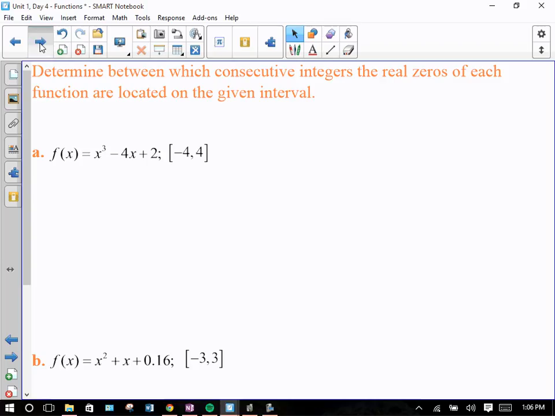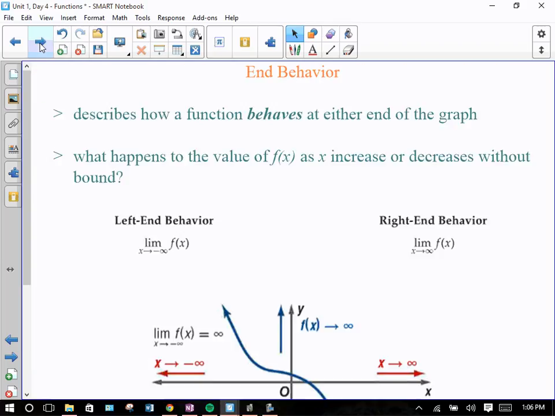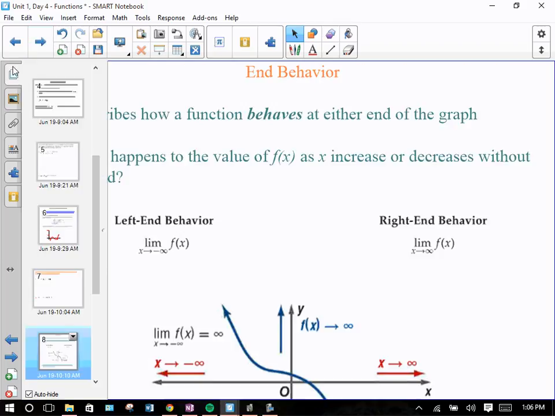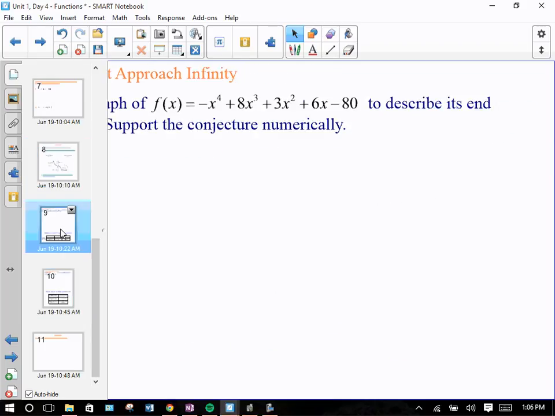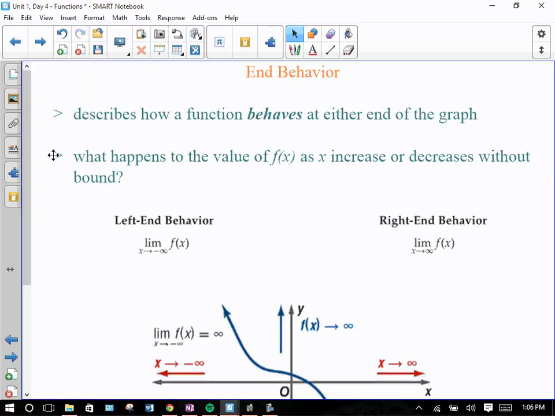Now, that being said, what we're going to look at today, just let me double check something real quick. We actually won't have too much. So right now we're looking at what we call end behavior. This will pop up frequently throughout the year, and it will also pop up in AP calculus.